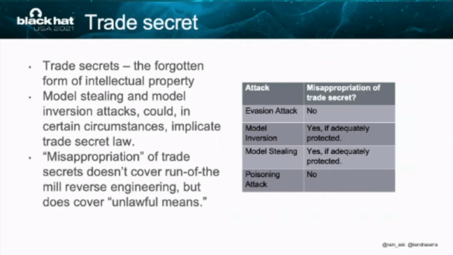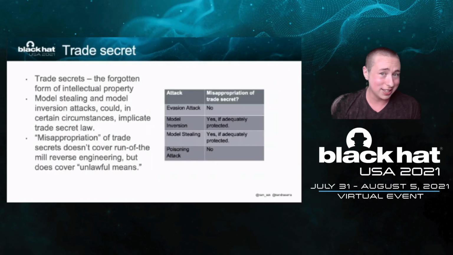So misappropriation of trade secrets, stealing trade secrets, doesn't cover run-of-the-mill reverse engineering. If I can just look at it and figure out how it works, then trade secret isn't going to help me. But it does cover what's called unlawful means. Now, I wish we had case law where I could tell you pretty clearly whether model inversion or model stealing is an unlawful means. Frankly, we don't. But what we do see here is that more protections create potential trade secret claims. But if you're just able to get the information without really doing much special at all, then it's very difficult for the owner of a trade secret to claim rights in it and claim that you misappropriated.